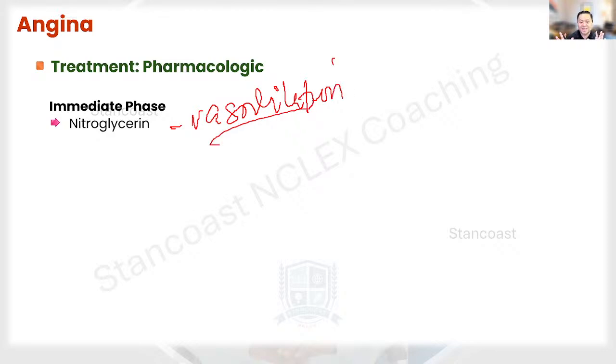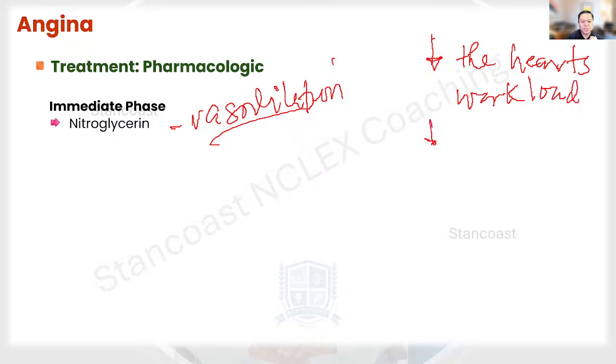When there is peripheral vasodilation or coronary artery dilation, this can decrease the heart's workload. And in turn, this will also decrease the demand for O2 because it's not working hard, right? When there is vasodilation, there is such a reduction in the demand. There's also a reduction in the need for oxygen and reduction in the contraction of the heart. Okay, so this is going to be given immediately once the patient has the angina attack. Again, we don't want to prolong the ischemia.